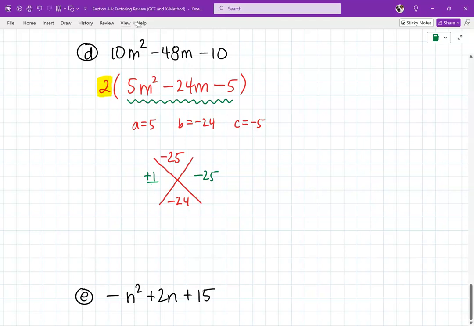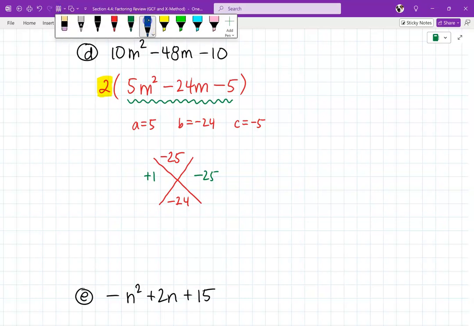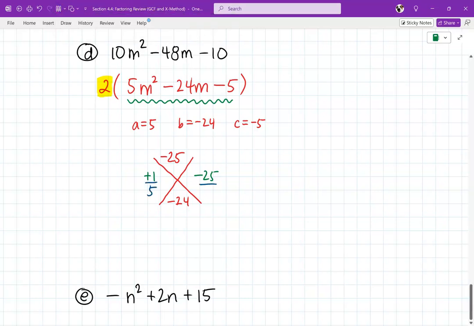So, oops, let me change that to blue. So I'm dividing by 5. Now on the left side, nothing's going to happen, okay? I can't divide that. On the right side, negative 25 divided by 5 is negative 5. Well, there's my answers, okay? Those two things that I circled.